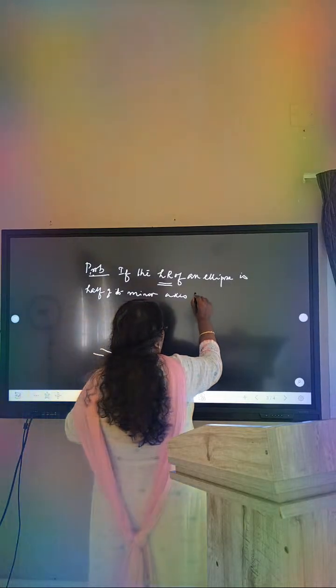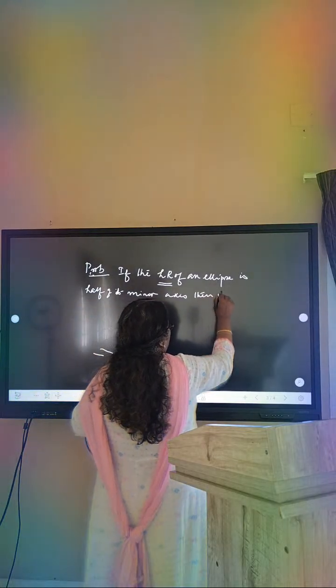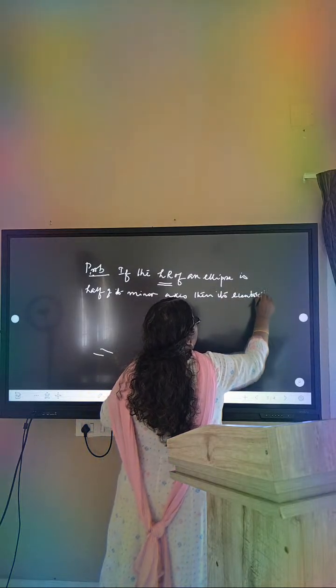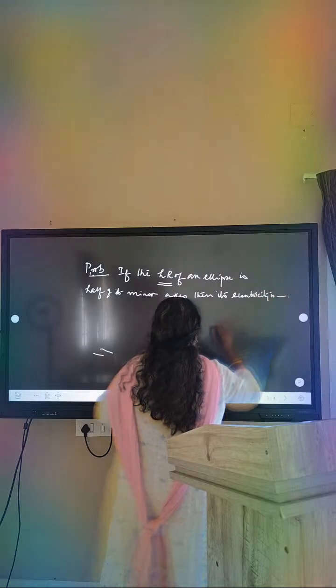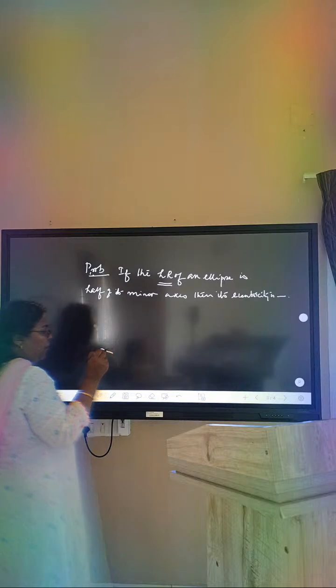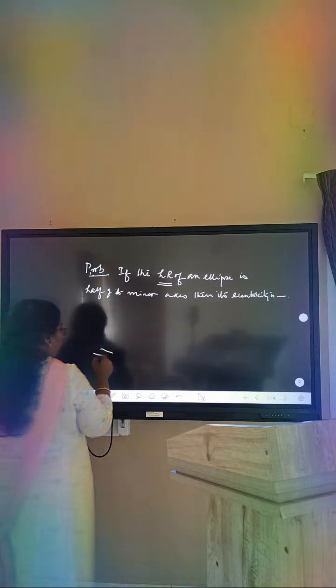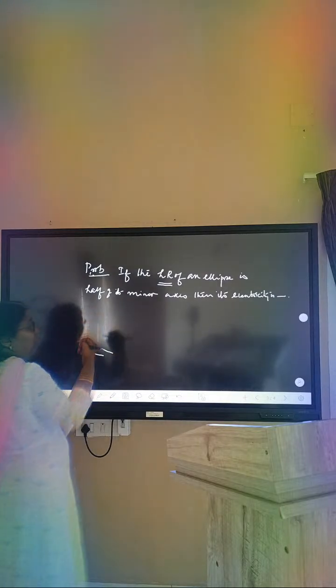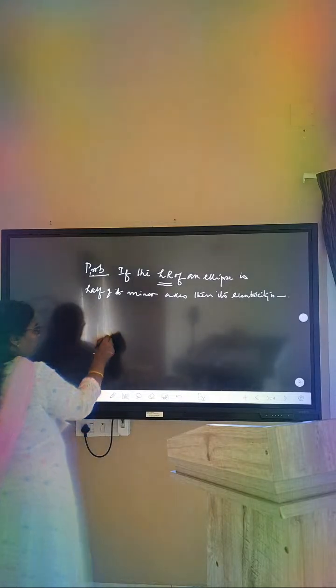The question is, then its eccentricity is dash. This is the question. Eccentricity is nothing but e is equal to c by a. So they have asked what is that c by a. Before that, we will find out what is the length of the latus rectum of an ellipse.